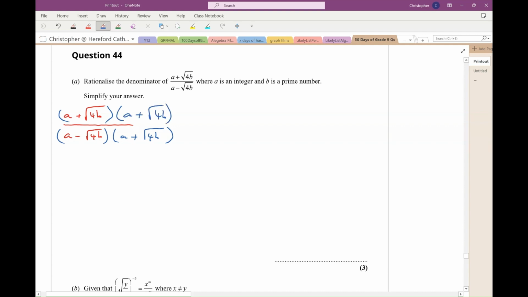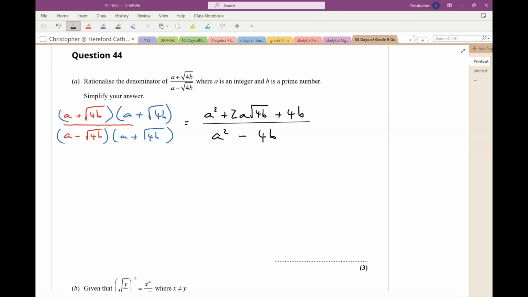So let's just do that carefully, shall we? So on the top, I'm going to have a times a, which is a squared. I've got a times root 4b twice, plus 2a root 4b. And then I've got root of 4b times the root of 4b, which will just give me 4b. Now on the bottom here, I've got a times a is a squared. Now the middle terms will disappear, and then I've got minus the square root of 4b times the square root of 4b, so minus 4b. Okay.